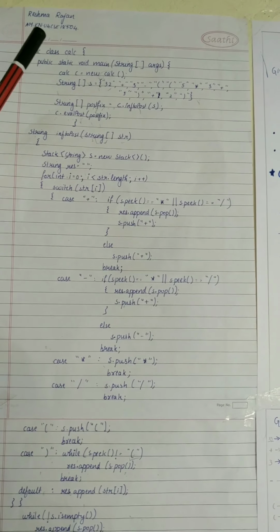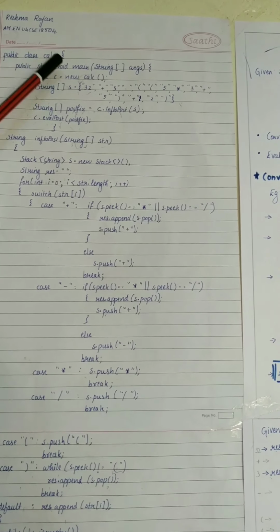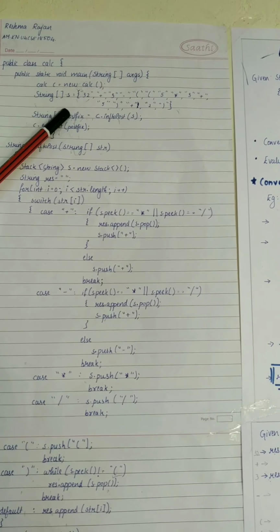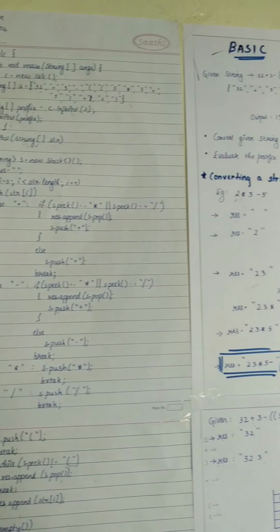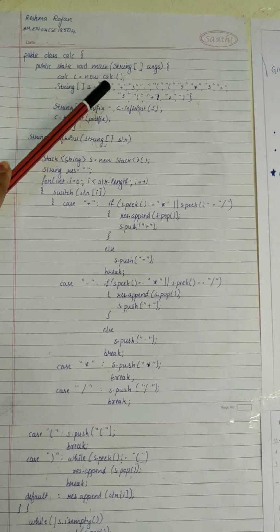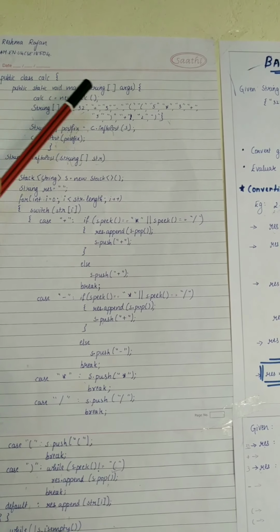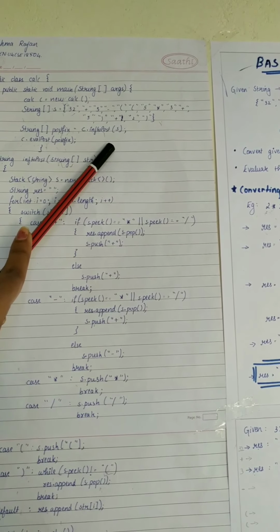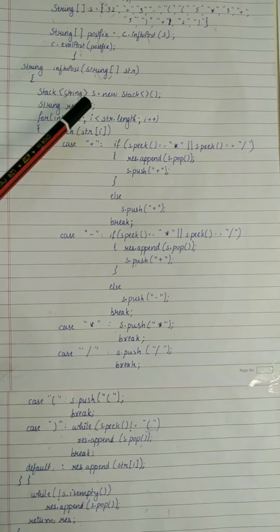Now let's look into the main function first. The main function calls the object of calc as C and then we have a string. This string is same as the string we have used for the example. Next we have an array of strings as postfix in which we have to store the postfix form of the string. So for that we just call the function infix to postfix.